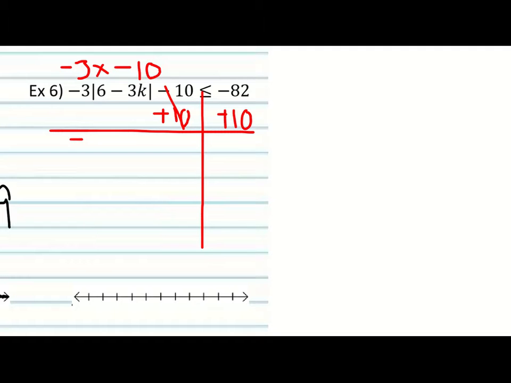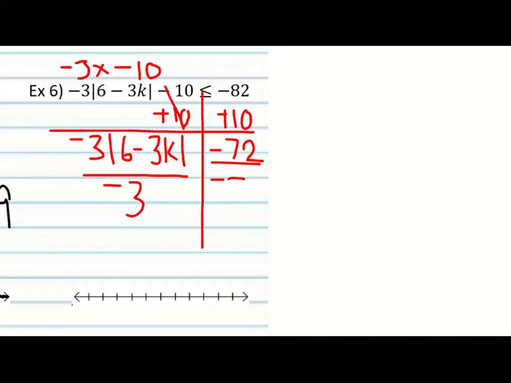So we're going to have -3 with the absolute value of 6 minus 3k, and a -72. Now we have to get rid of the -3. So remember, we don't distribute that in. What we do instead is just divide by what number's on the outside. So I'm going to divide both sides by -3 to have the absolute value of 6 minus 3k, and -3 into -72 would be a grand total of 24.